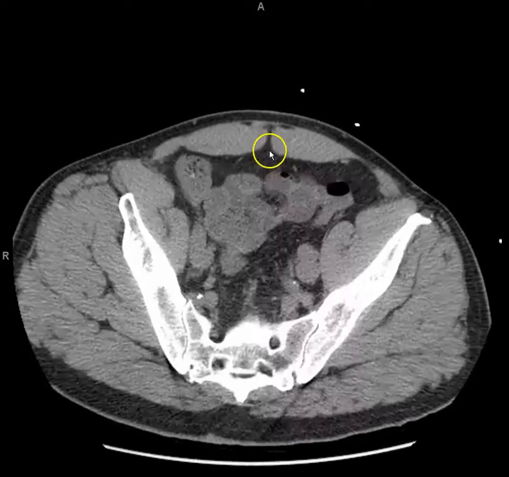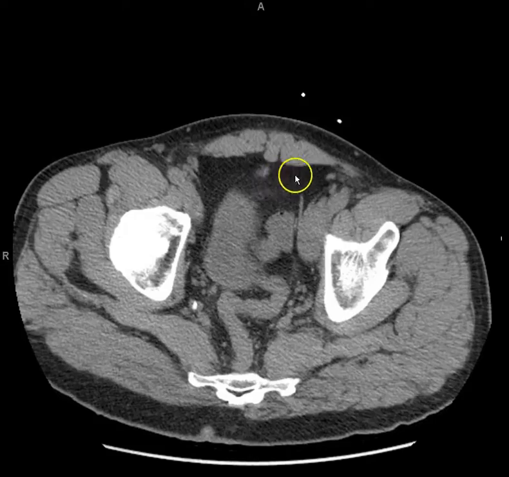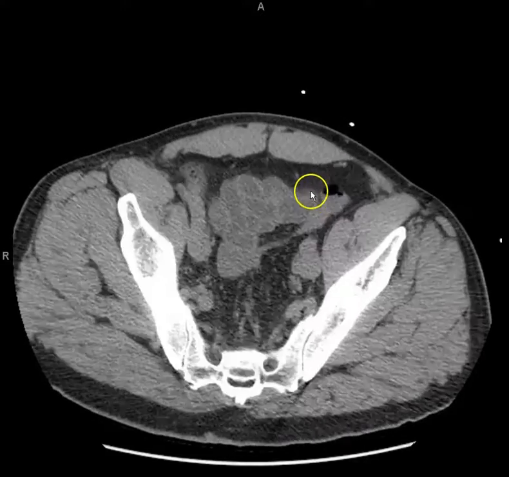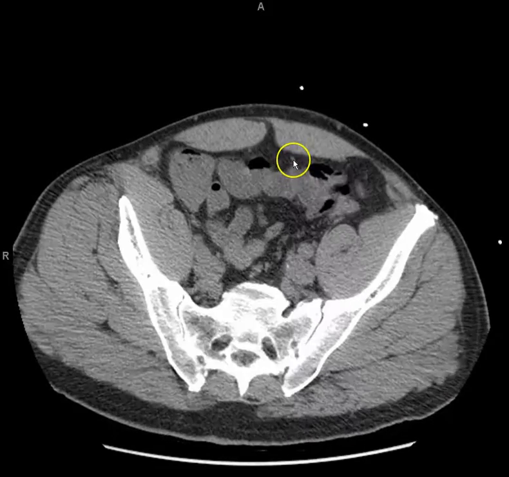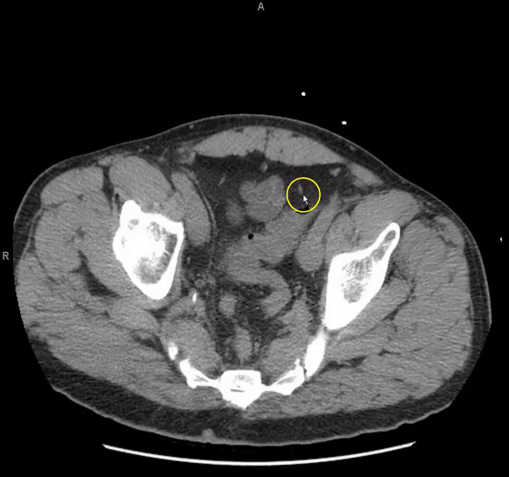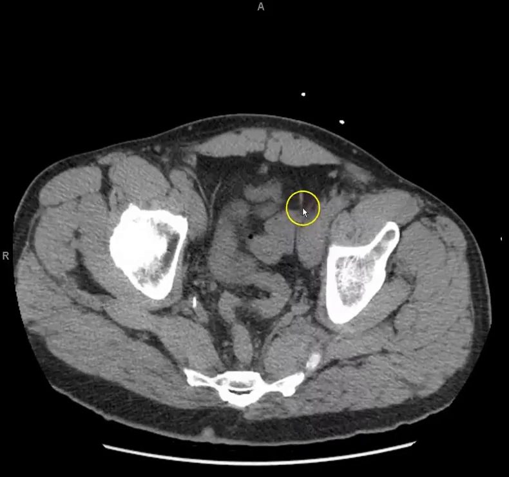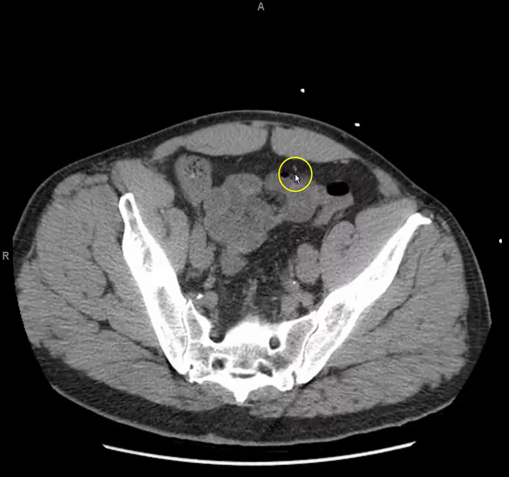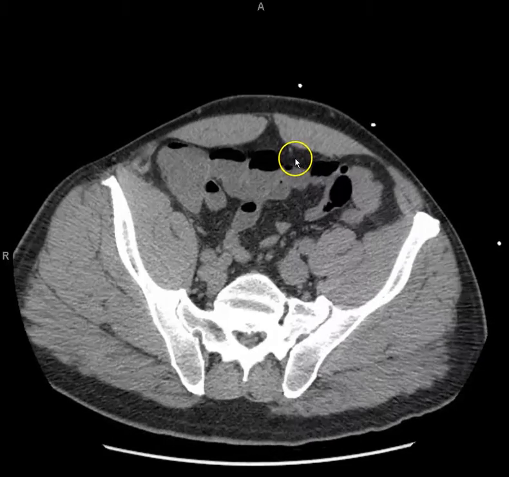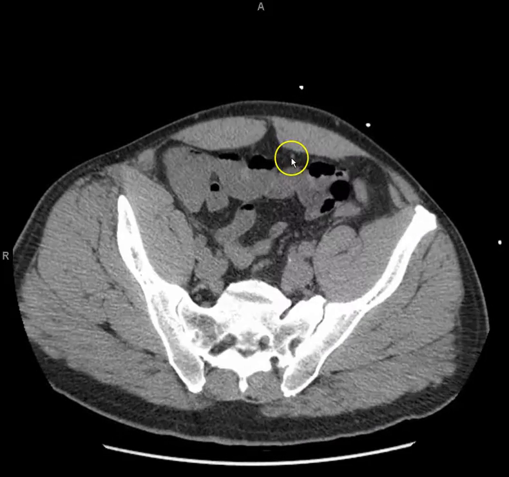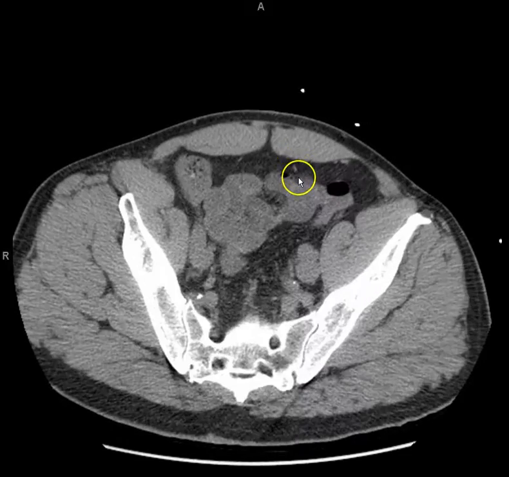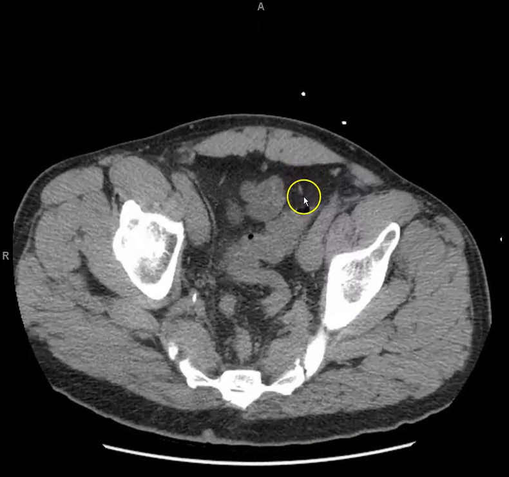So if you look at this, you can kind of see this vessel go right here. Where do you think that is? It's really more in the abdominal wall. Oh, that's the testicular artery? It's the epigastric.